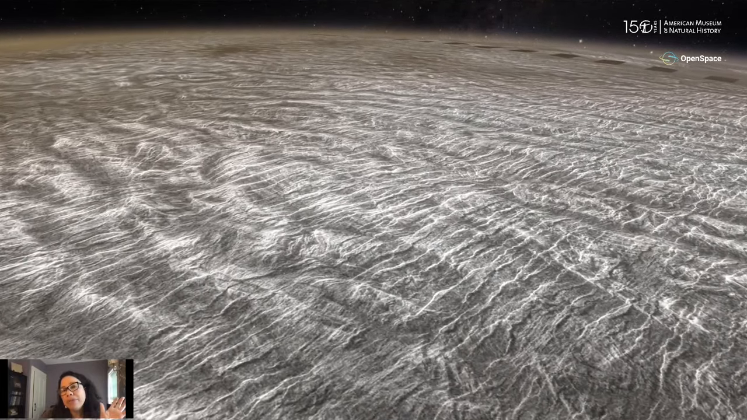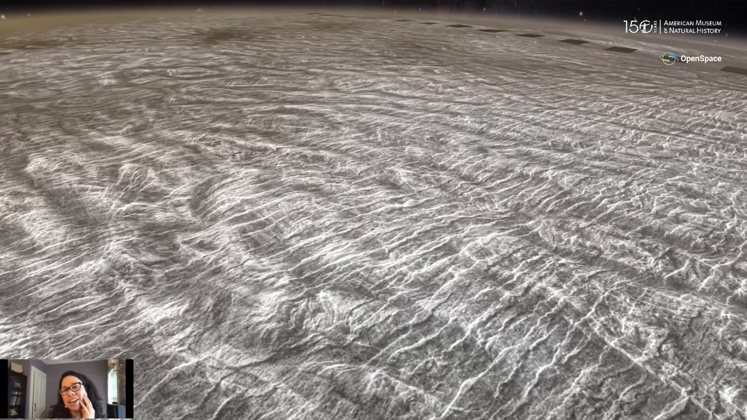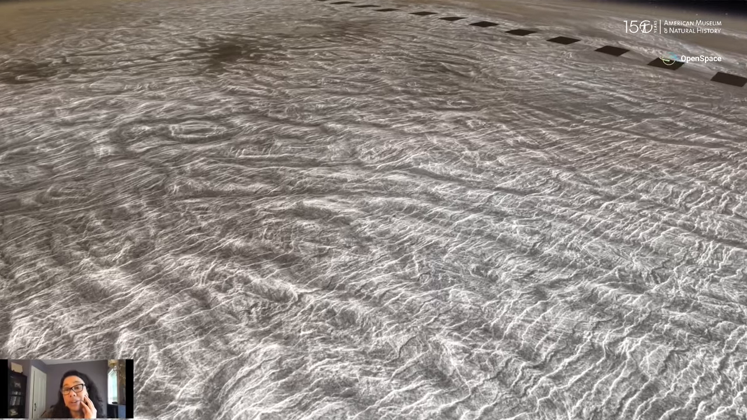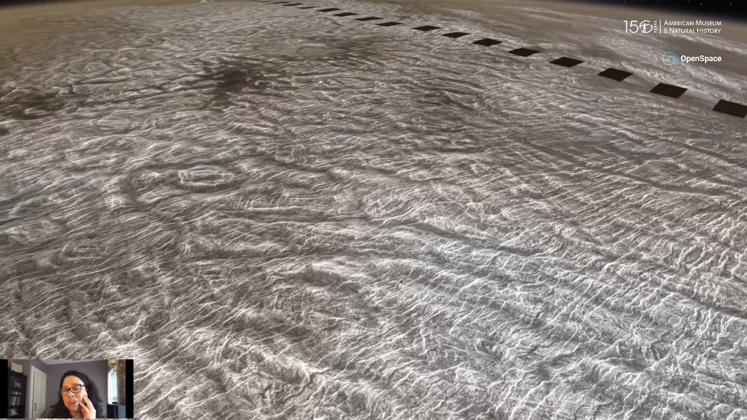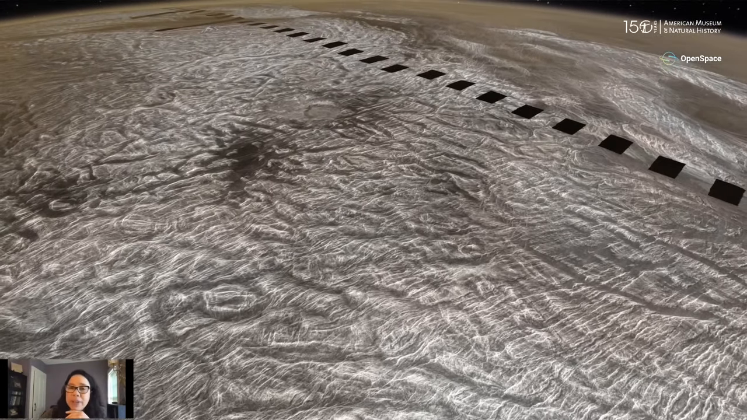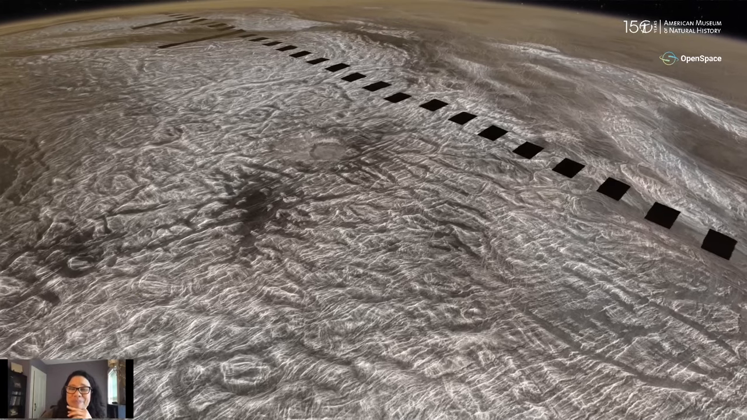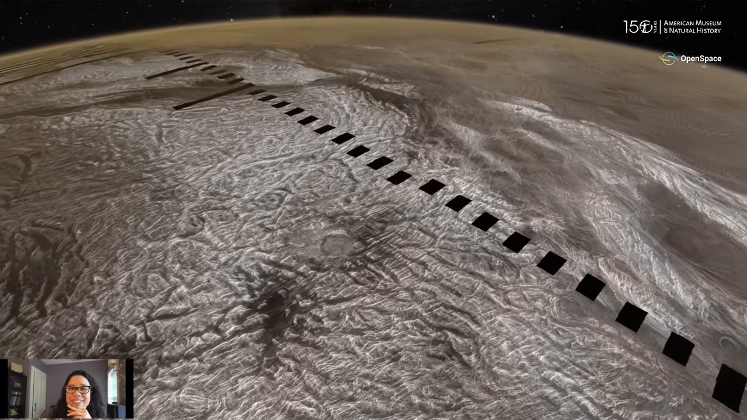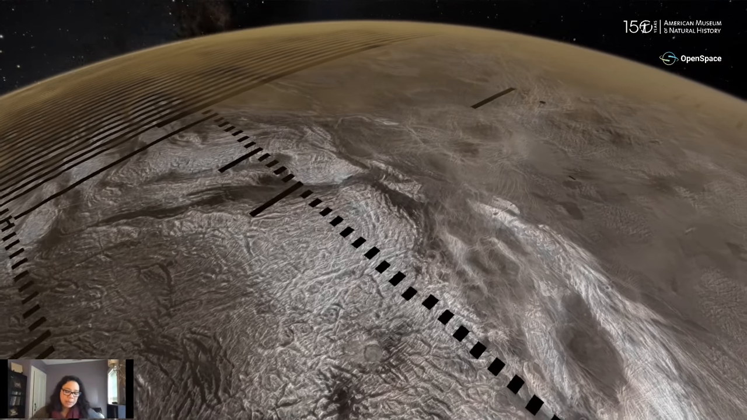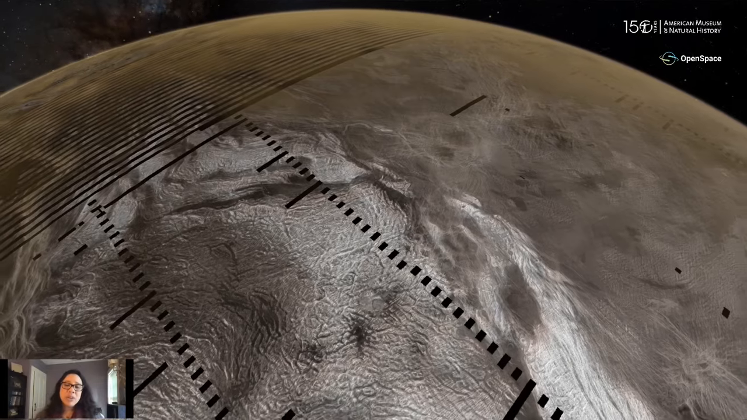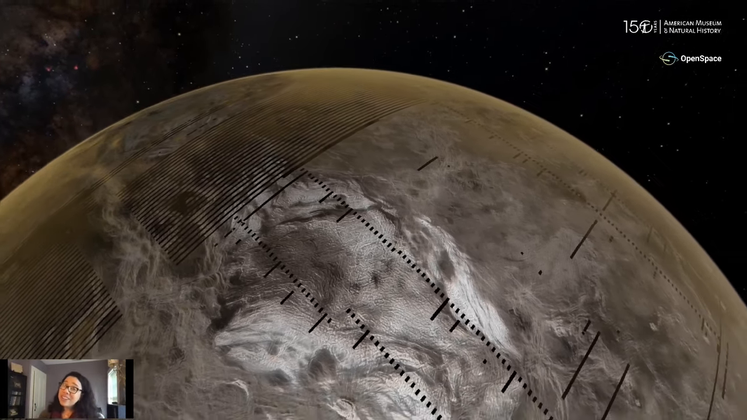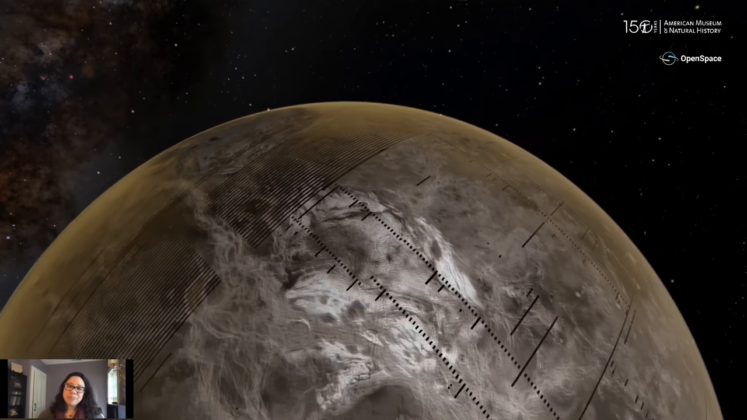So as we pull away from Venus, I'd like us to consider that these ancient rocks may hold the record of the ancient ocean on Venus. And it's time to revisit Venus to understand what became of our sister world. So the record of habitability is preserved in the oldest rocks on Venus, the oldest rocks on Earth, and the oldest rocks on Mars.